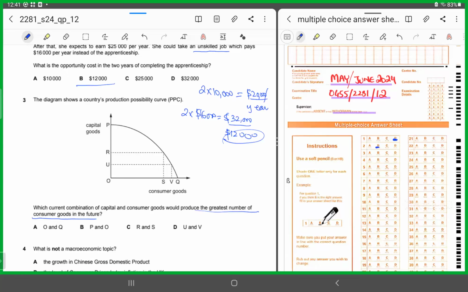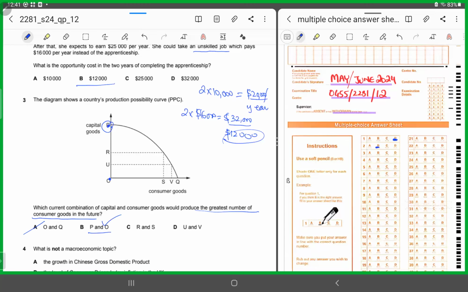Now, keeping that in mind, we should opt for the combination which yields us the highest amount of capital goods. So now looking at the options available, A says O and Q. So O is here, which means zero amount of capital goods and Q amount of consumer goods. This you will chop off because it doesn't make sense at all. B says P and O. P means the highest amount of capital goods and zero amount of consumer goods. Yes, that's the correct answer.